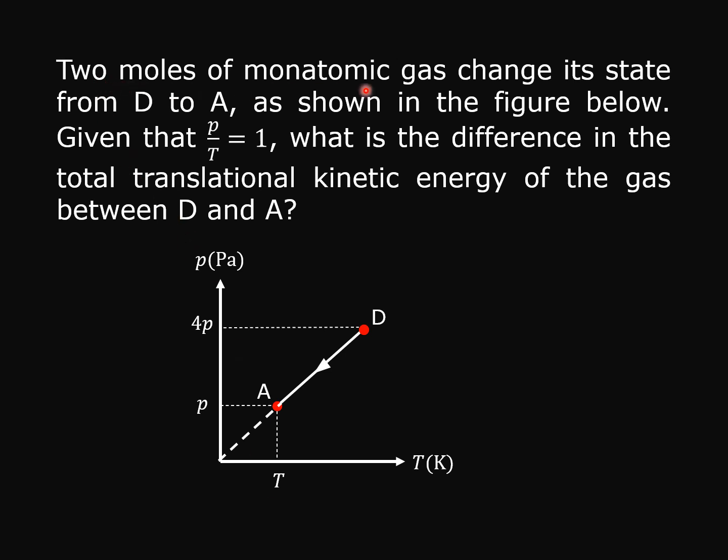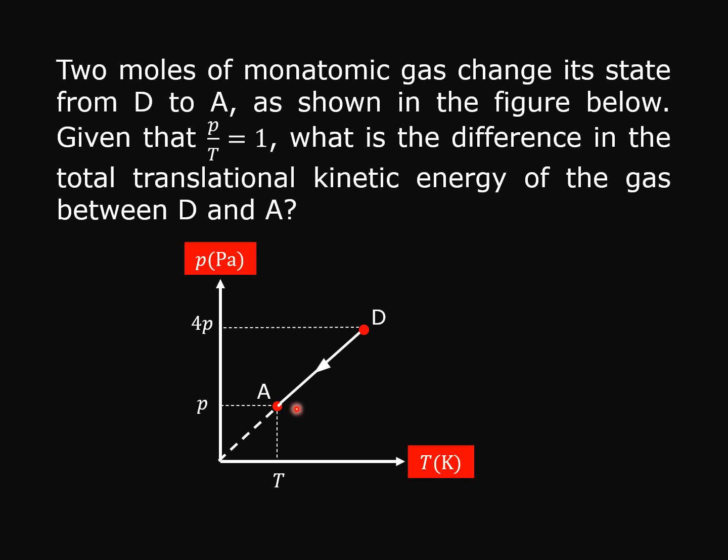2 moles of monoatomic gas change its state from D to A, as shown in the figure below. Given that P over T equal to 1, what is the difference in the total translational kinetic energy of the gas between D and A? The graph given in the figures is P versus T, where P is the pressure in Pascal and T is the temperature in Kelvin.